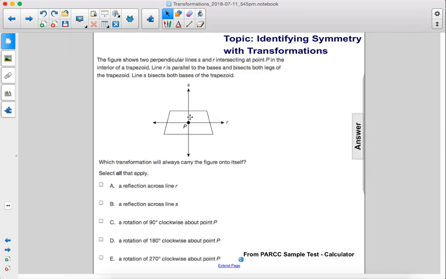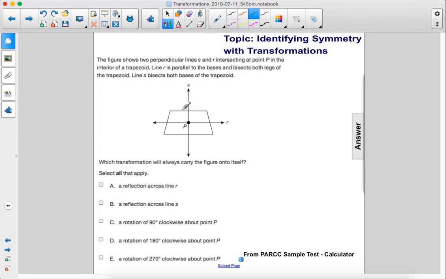The figure shows two perpendicular lines, S and R, intersecting at point P in the interior of a trapezoid. Line R is parallel to the bases and bisects both legs of the trapezoid. Line S bisects both bases of the trapezoid. Which transformation will always carry the figure onto itself?